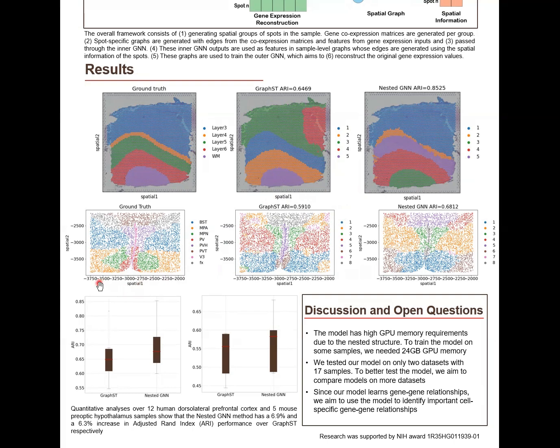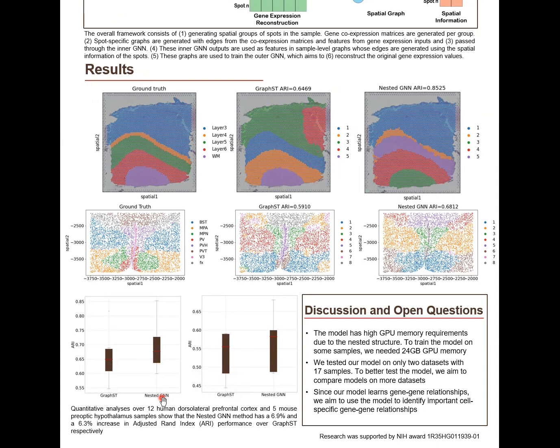To go into quantitative analysis, we have two graphs, one for the first data set of the 12 human samples, and the second for the data set with the 5 mouse samples. As we can see in both the graphs, our nested GNN seems to have a higher overall ARI over all the data sets. And we also note that our nested GNN has a 6.9% and a 6.3% increase in the adjusted rand index, or ARI score, over GraphST in both the data sets respectively.